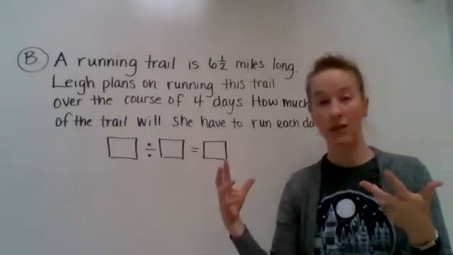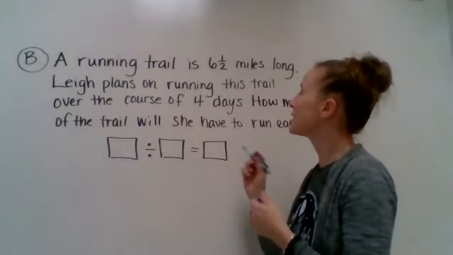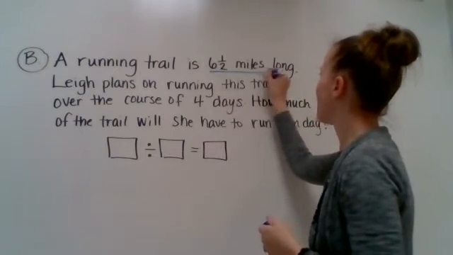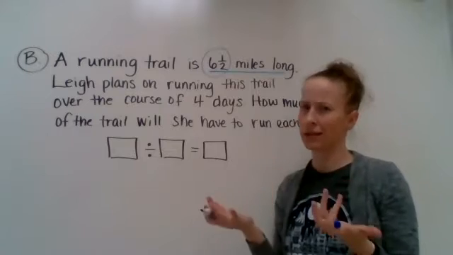So I'm going to read this again, and I'm going to start underlining the pieces that I think I need to solve the problem. So it says a running trail is 6.5 miles long. So I'm going to underline that. And I think 6.5 gets circled because it's super important. I definitely need that number.